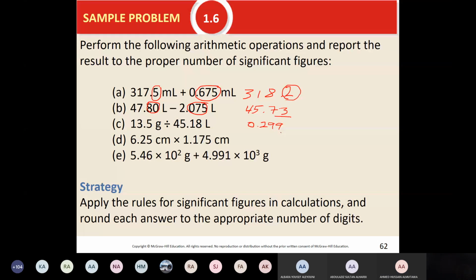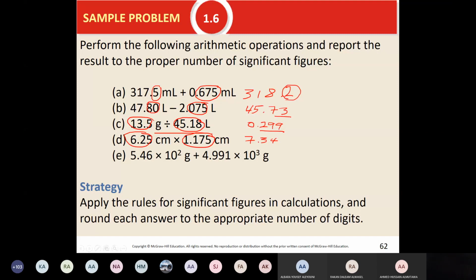Yes. Why stop here only? Now we care about the whole number. How many significant figures do we have here? 3, and here 4. And then the answer should be only 3. Good. Very good. How about D? 7.34. Yes, why? Because we have only 3 significant figures and 4 significant figures.